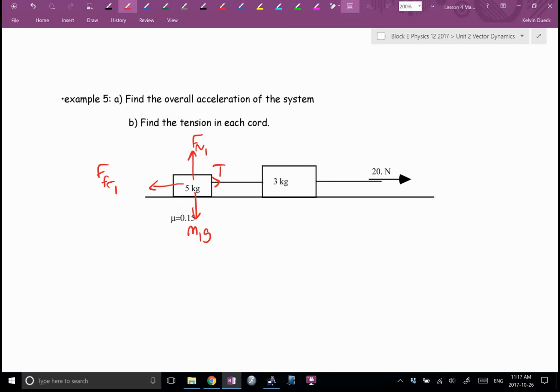What are the forces acting on the second mass? Get the obvious one. What else? Normal force number 2. What else? Tension pointing left. What else? And I'll call that friction force number 2.